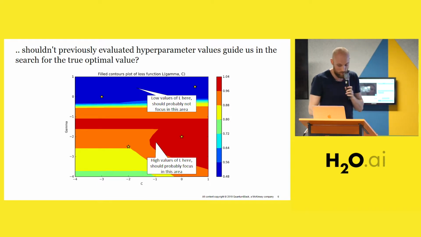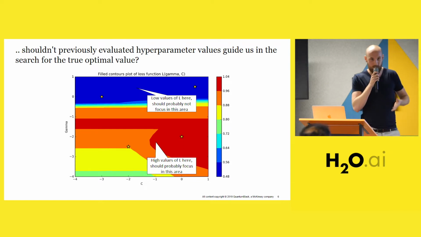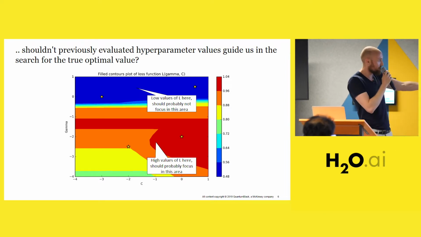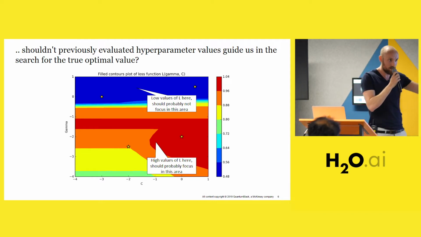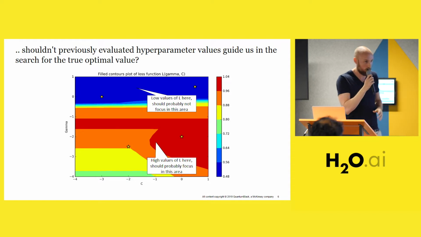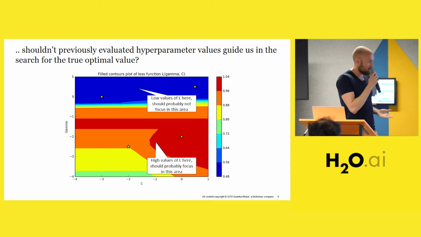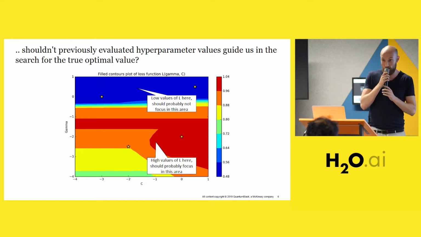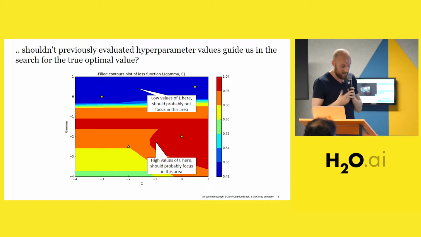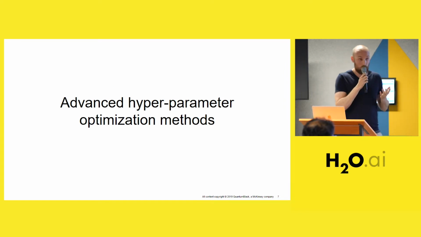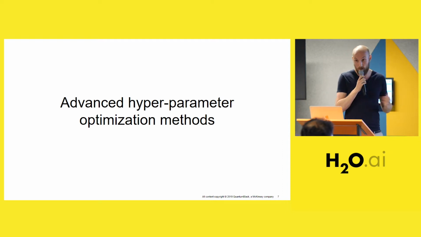This is the thought that I had after passing my probation period as a first-time data scientist. I was thinking, okay, I'm doing random search. I can see that there are different regions in the hyperparameter space where in some regions my model performs better and in some it doesn't. But can I not use that information while I'm actually doing the optimization? And this is exactly the kind of thing that advanced hyperparameter optimization methods try to do. And that's what I want to talk about today.